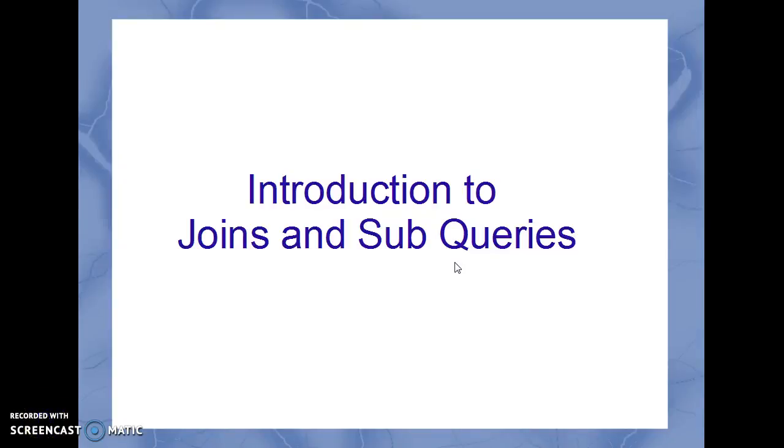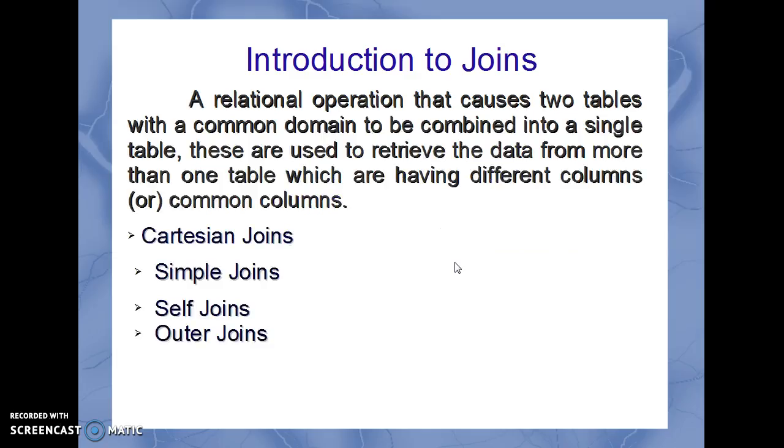Good afternoon. We are going to discuss joins and subqueries. Let's see what they are. First of all, we must know what joins are. In a join operation, we can combine more than one table, or one table with itself. It retrieves data based on specified conditions or column satisfaction. These are the join operations: Cartesian join, simple join, self join, outer join, etc.